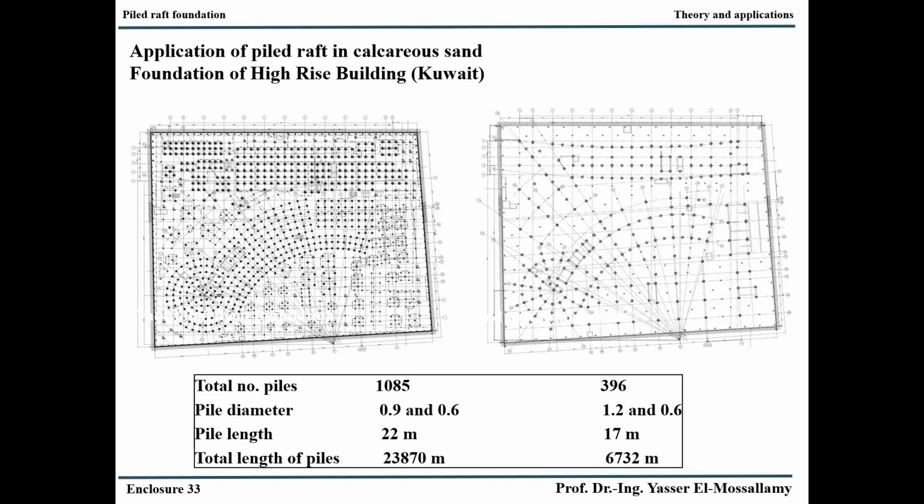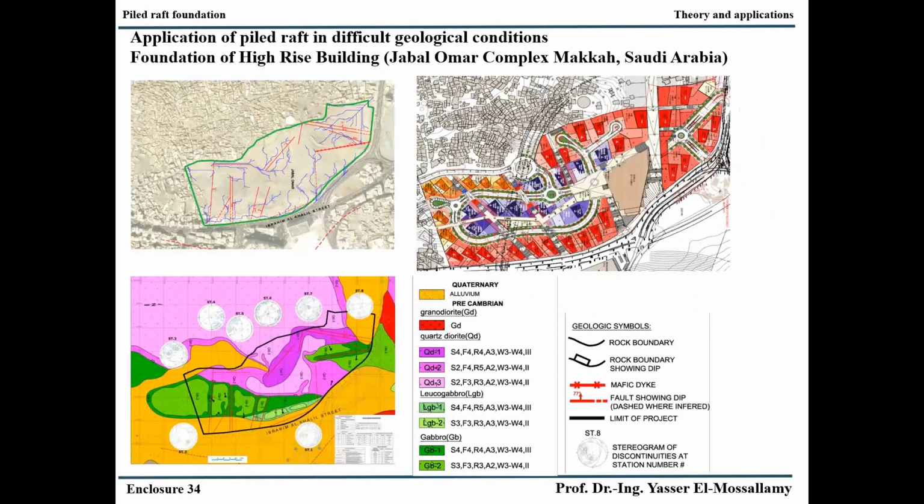Therefore, we can reduce total pile length from about 24 kilometers to only about 6.7 kilometers of piles. This is a very nice example of how we can optimize the foundation of a high-rise building, and we have done that for a lot of high-rise buildings in the Gulf countries.